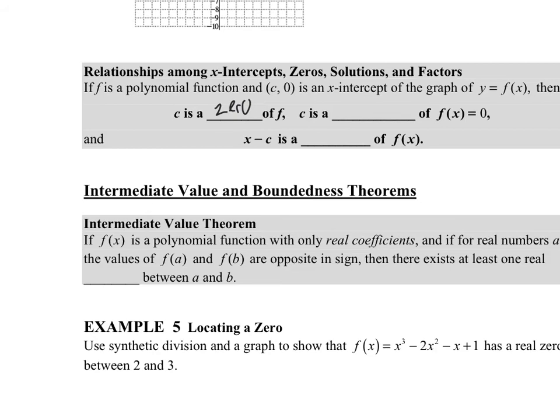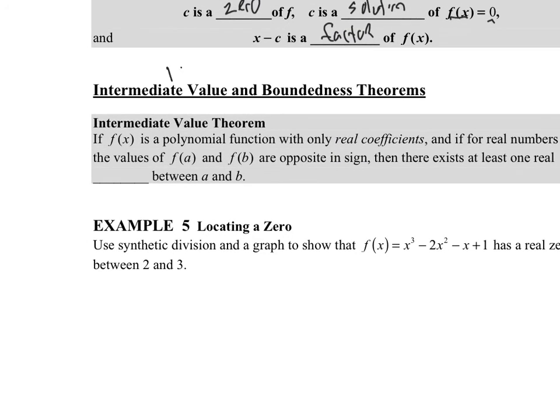It's a 0. C is also a solution of f of x equals 0. If you find c is a 0, then x minus c would be called a factor. That'll work. New theorem, intermediate value theorem, IVT.